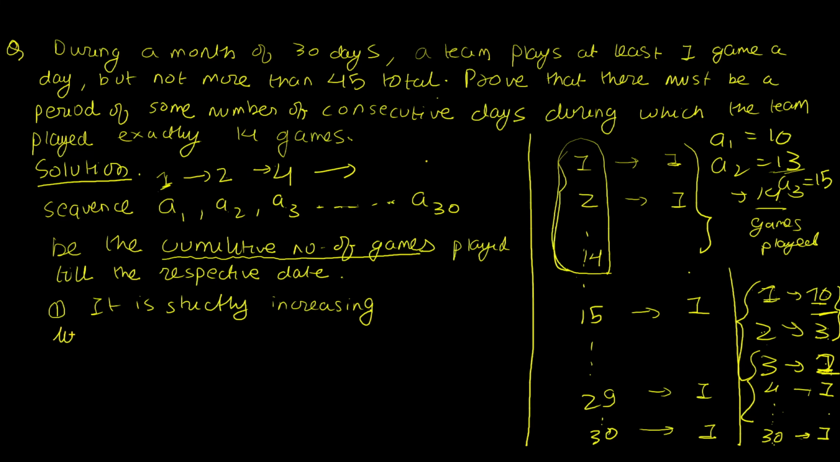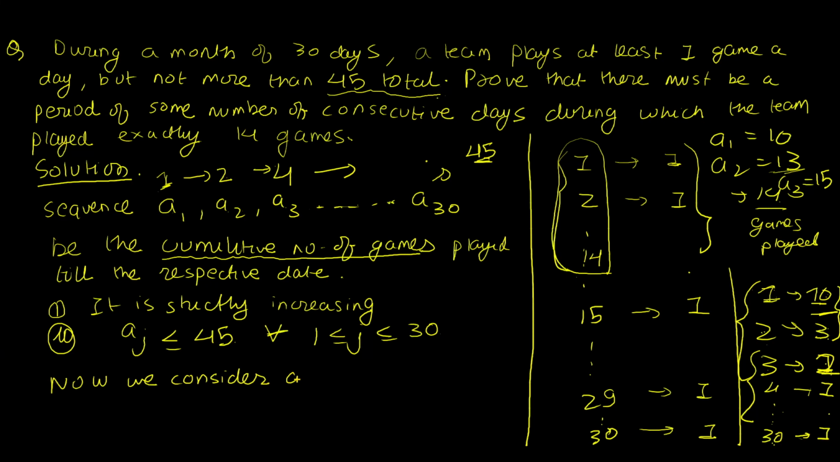And the second thing that I can say is that Aj is less than or equal to 45 for all j between 1 and 30. So what are we saying here? Since 45 is the maximum number of games that we could have played, every number in this sequence cannot be more than 45. Because if you happen to play all the 45 games, A30 will just be equal to 45, because this will accumulate all the games that have been played in the past. And the maximum number this could be is 45. And this property being true for the last number is definitely true for all other numbers. So for any j that I choose between 1 and 30, the respective A is going to be less than or equal to 45.